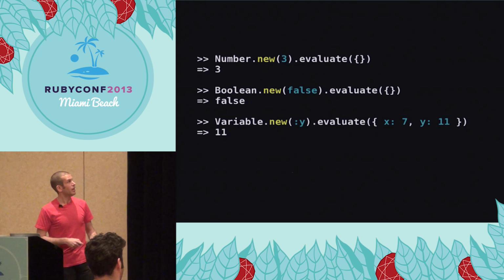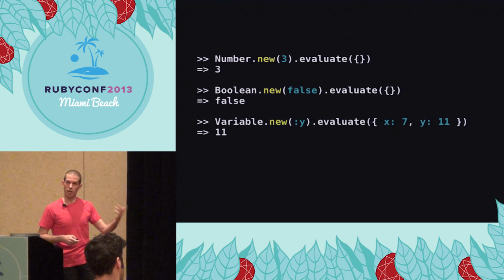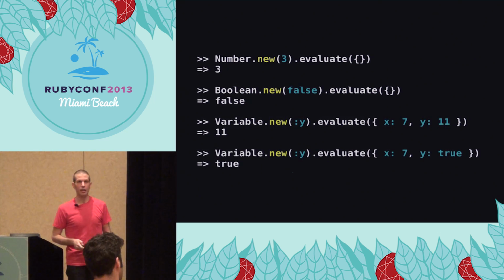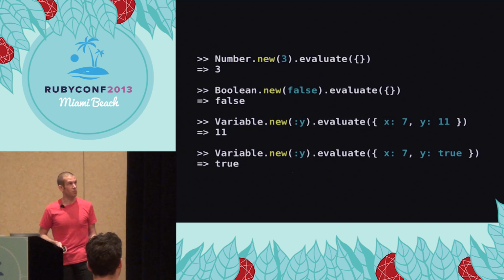Same with Booleans. If I evaluate a variable y in this particular environment that gives y the value 11, then I'll get 11. Whereas if I evaluate in a different environment that gives y a different value, I get the different value out, right? So those are the simplest possible expressions to evaluate.